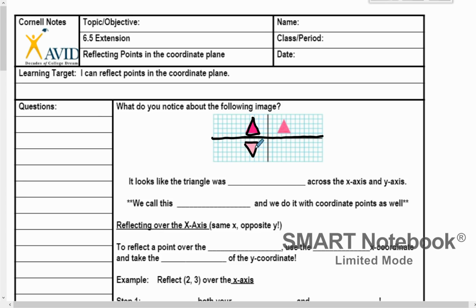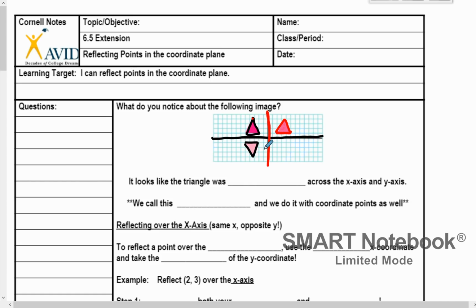Okay, it's getting reflected. Now let's look at if we were to flip it over our y-axis, or this vertical line right here. It's kind of just getting flipped over. Notice how this point is right here, this point is back here, and then our top point is in the same spot, just flipped over into a different quadrant. So we're going to be taking this idea today to be reflecting points in the coordinate grid.